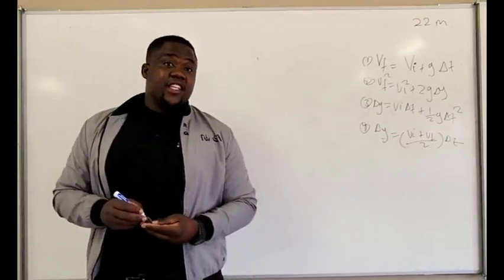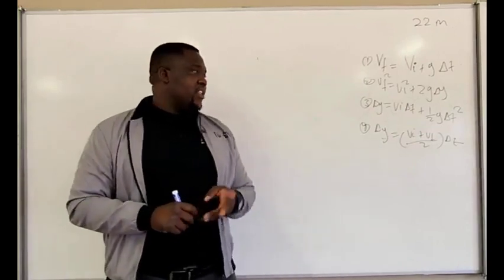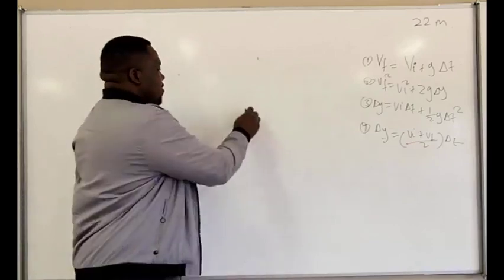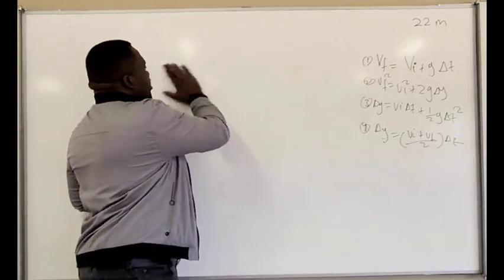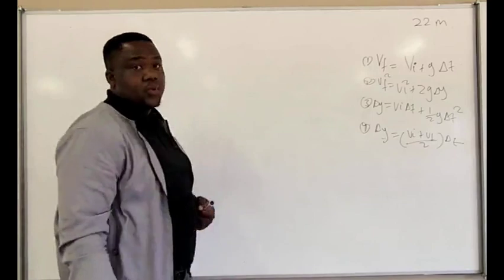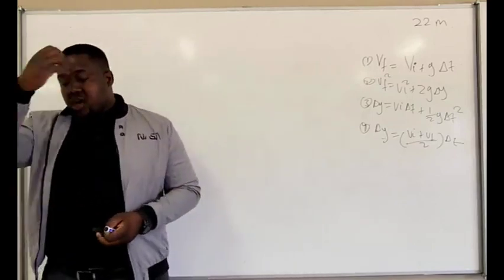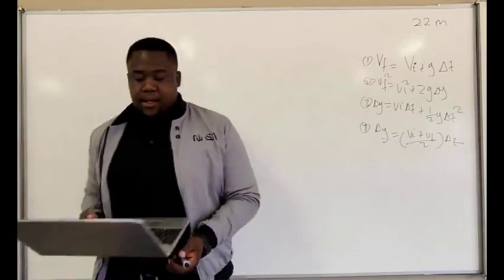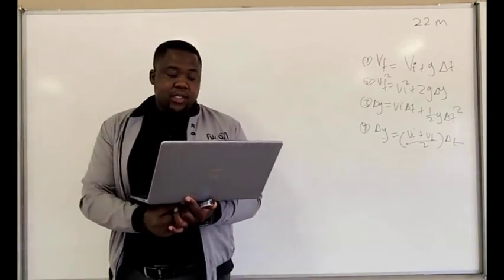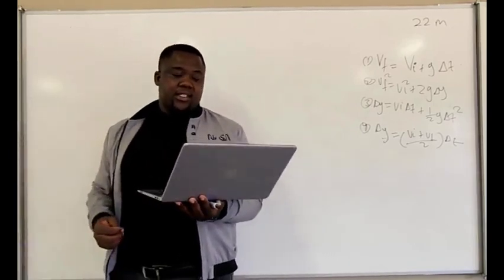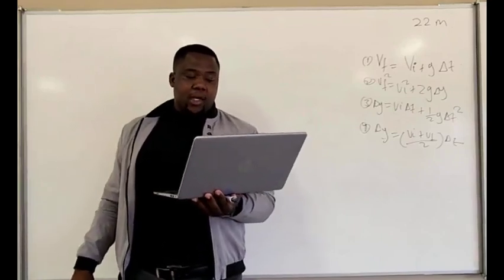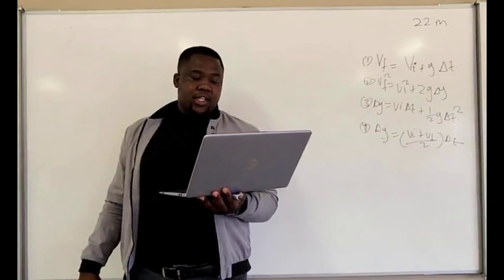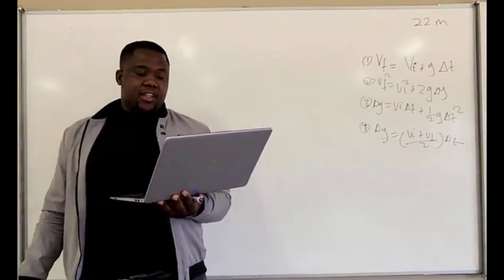I've been writing delta X. If ever I wrote delta X somewhere, it is delta Y. Okay, ladies and gentlemen, let us do question number 9.4. It is out of 6 marks. It says, calculate how high the ball is from the ground when the ball reached its maximum height after the first bounce.